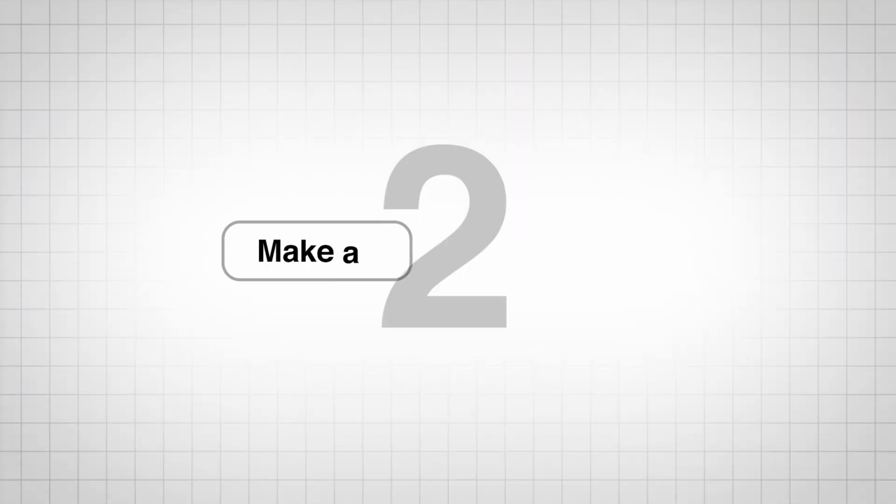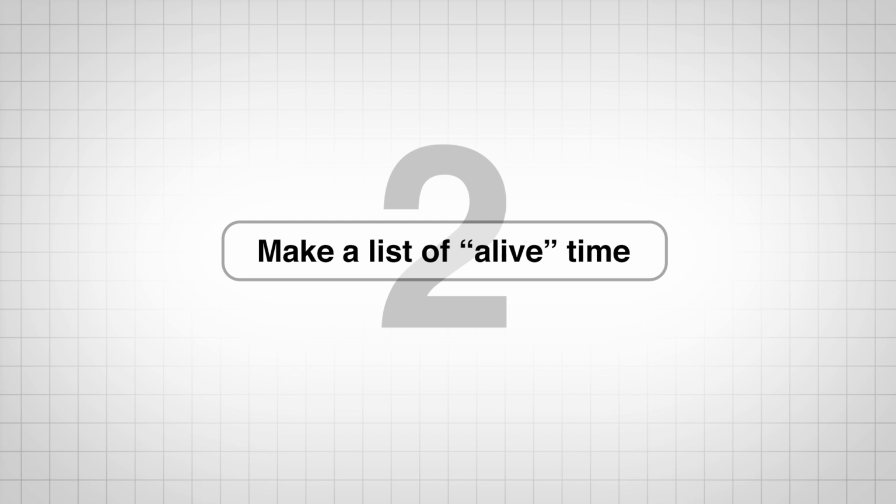The second step is to make a list of alive time. This is what's going to replace your screen time. Your alive time should be a list of things that you enjoy or things that make you feel alive. It could be hobbies or anything else you'd like to spend more time on. So I split this up into 2 sections, screen and no screen. Here's an example of my Notion.